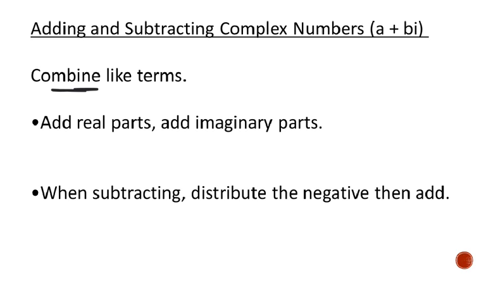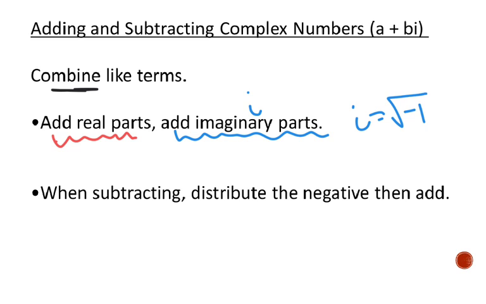And when we combine, we're going to add or subtract the real parts and add or subtract the imaginary parts. The imaginary parts will be the parts that have the i. Remember yesterday we defined i as the square root of -1. Now the only difference when we subtract is that we're going to have to distribute that negative first, then we'll add where we follow these rules.